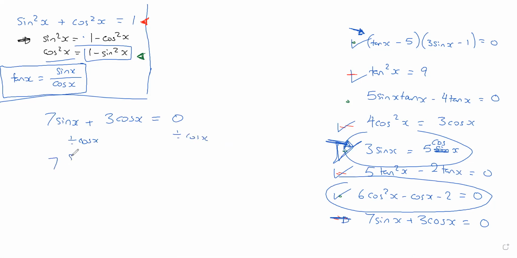So this is going to become 7 sine x over cos x, and once you're comfortable, you just write tan x straight away, plus 3 equals 0. So you've got 7 tan x plus 3 equals 0. Rearrange it, you've got tan x equals minus 3 over 7. Solve away. Okay, so that's that.